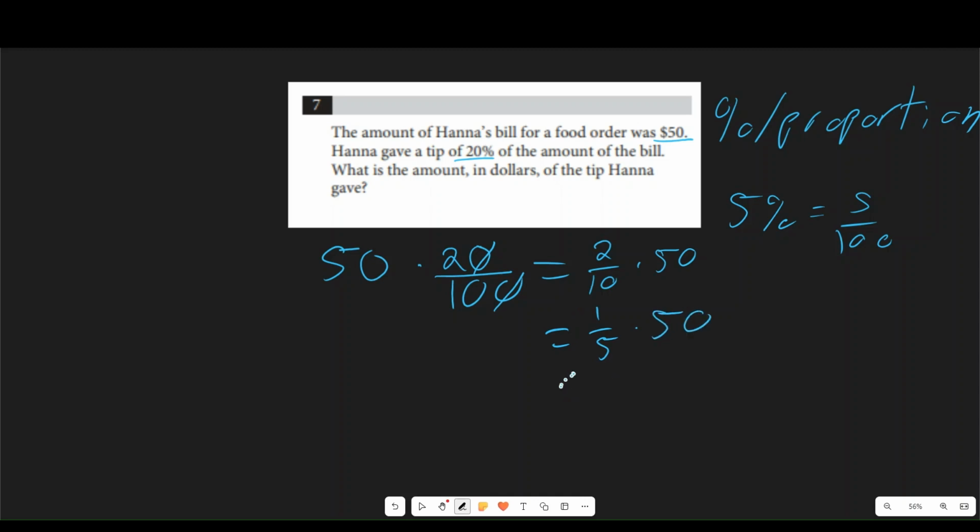And then it just becomes 50 divided by 5, which would give us 10. So that's all you really need to do. You could have done it by hand like that, or you could have also put it into your calculator. It doesn't really matter. Either way, pretty straightforward problem. All you had to do was figure out 20% of 50.